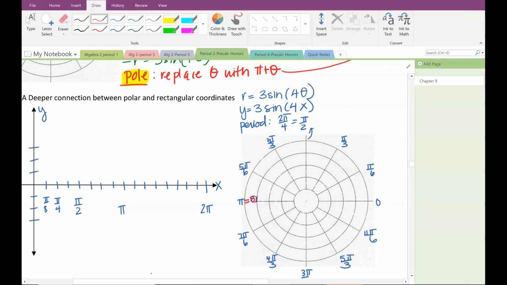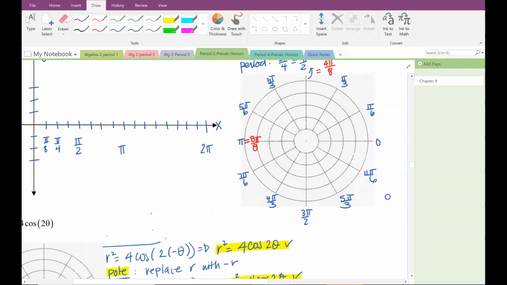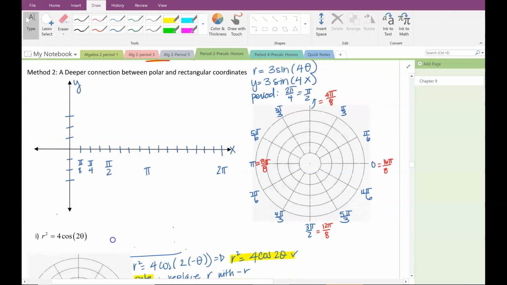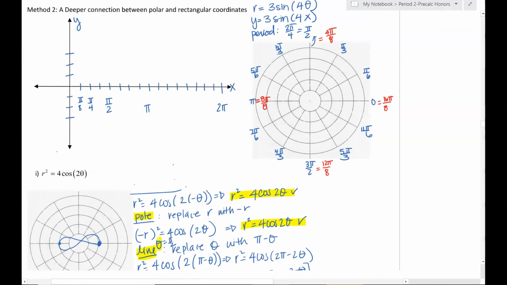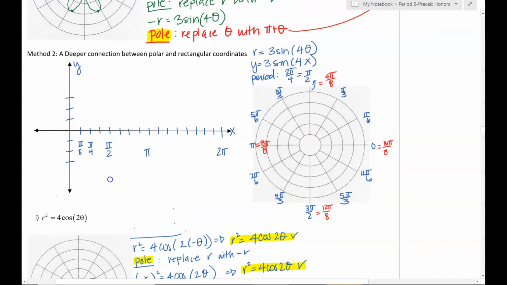So this is 8 pi over 8, just like that. It's easier. And this is 8, so 4 pi over 8, just like that. And then this is 8, so that's going to be multiplied by 4, so 12 pi over 8. And if it's 2 pi over 8, it's 2 pi, so that's going to be 16 pi over 8. So that way we can see it a little bit better when we transfer it over to the polar grid.